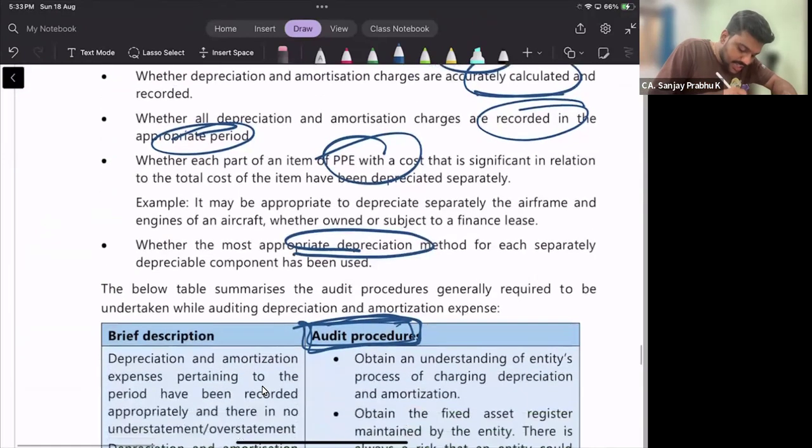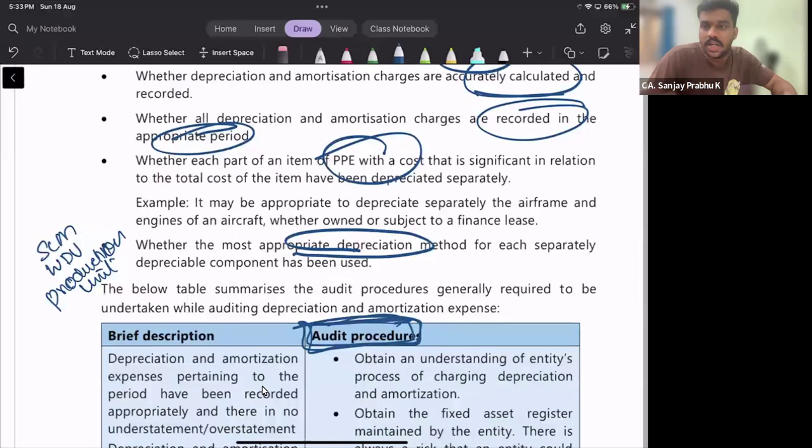See, we know there are three methods, right? SLM method, WDV method, or we can also go for the unit-based production method. If the asset is going to be used uniformly, we can go for the SLM method. If the asset is of such nature that its usefulness gets reduced every year, it's better to go with the WDV method.